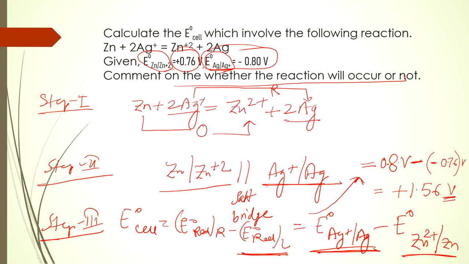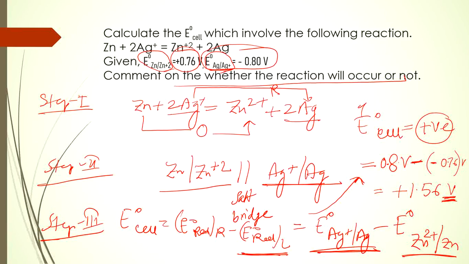See, this unit is very important. You have to write the unit properly, and if you don't write the unit then marks will be deducted. Okay, so now we have got the E0 cell. So this is the final conclusion, that the E0 cell is positive.